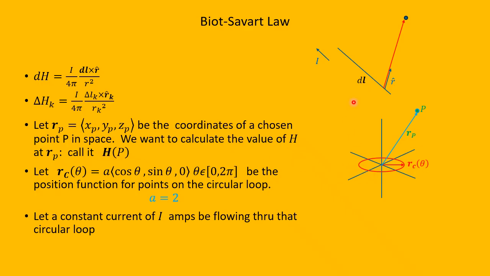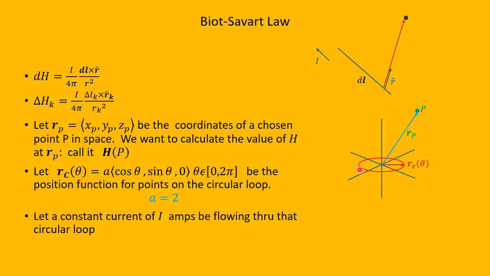We'll go from the differential viewpoint to a macroscopic viewpoint. We could have, for instance, a loop of wire here, a circular loop in the XY plane, and we could have a point P out here in space, and we would like to know what magnetic field, magnetic intensity field, we have at P due to a constant current I flowing through this circular loop.